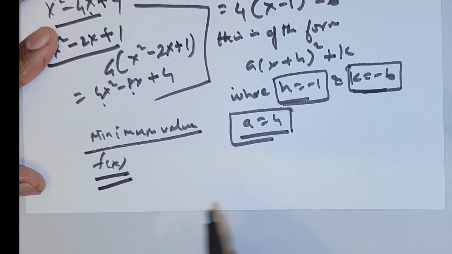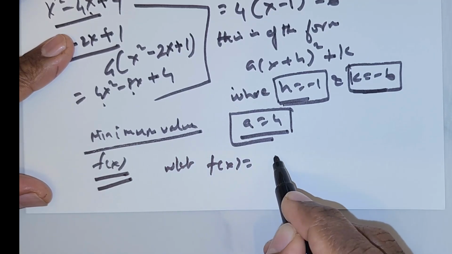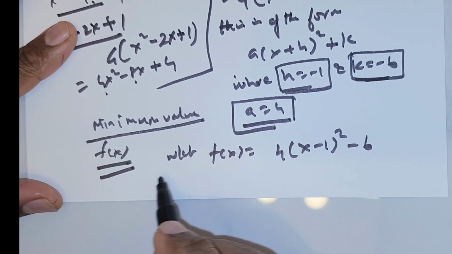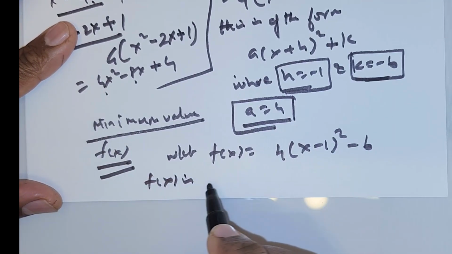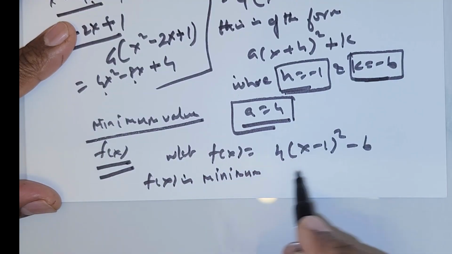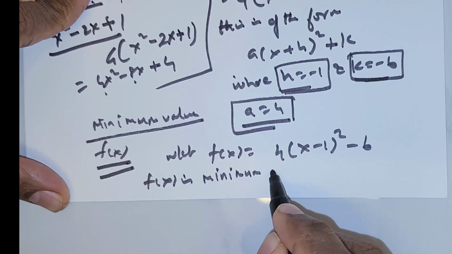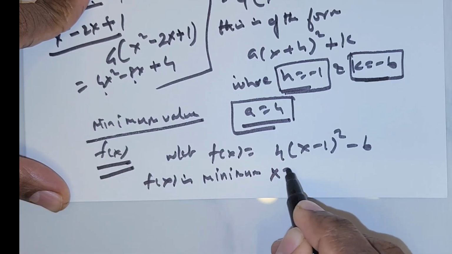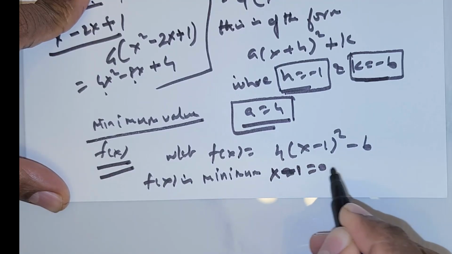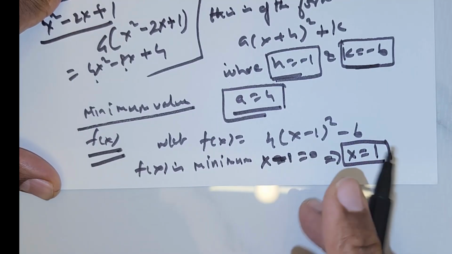of f of x. Now we know, what do we know? We know f of x is written as 4 times (x - 1) whole squared - 6. Now f of x is minimum if this entire term is equal to 0. So that means we need to have x equal to 1. In other words, x - 1 = 0, which gives x = 1.